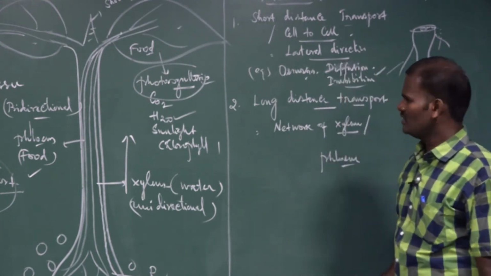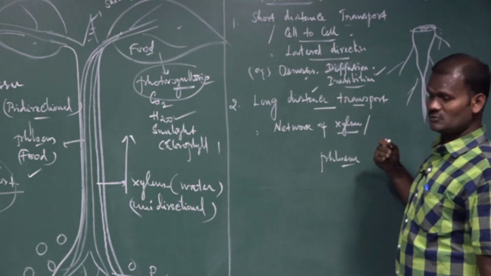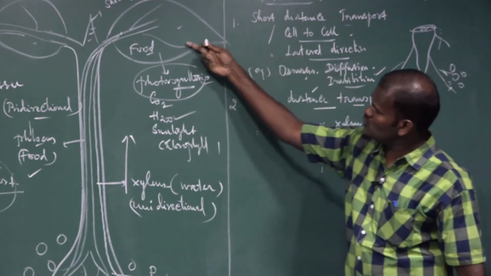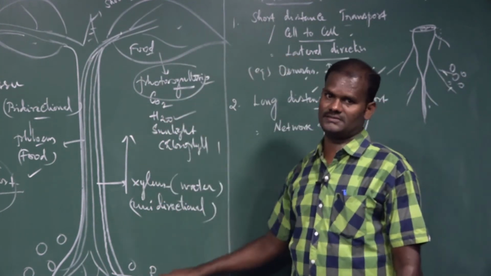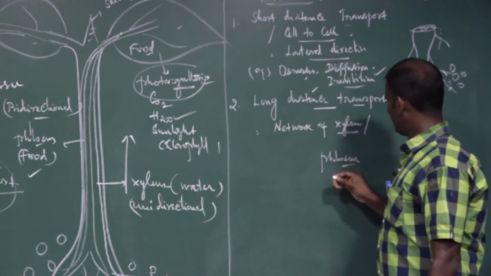What do you mean by long distance transport? It transports the food materials or water and minerals from organ to organ. It's a long distance, through the network of xylem and phloem.